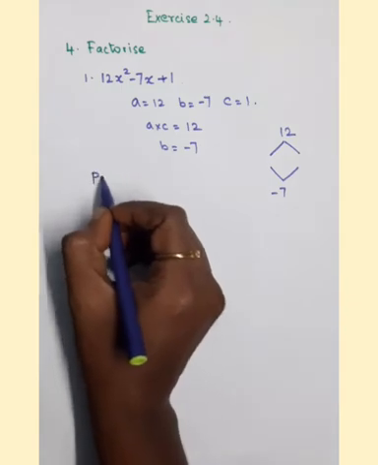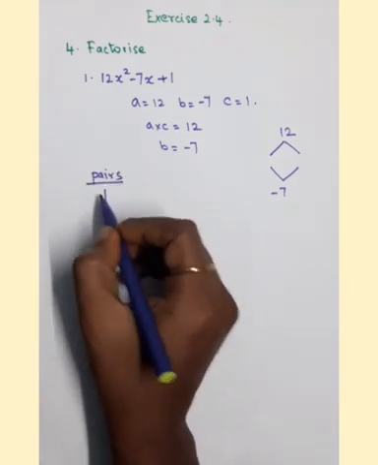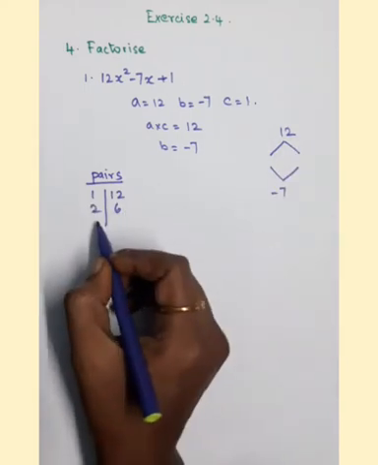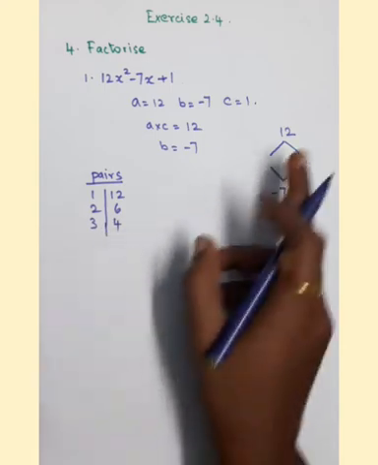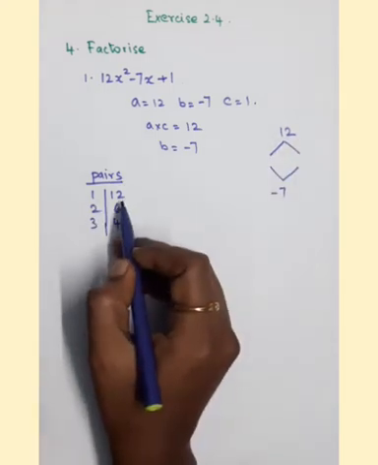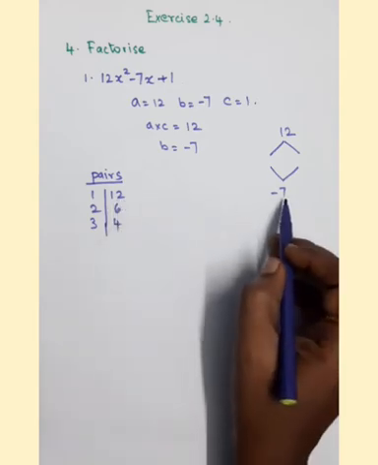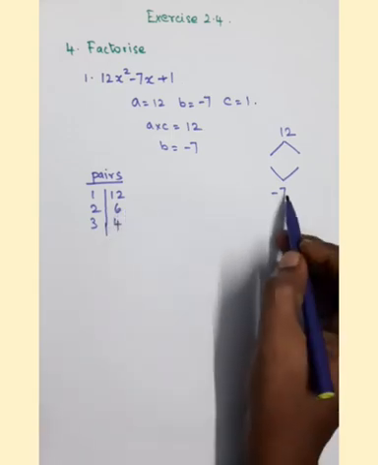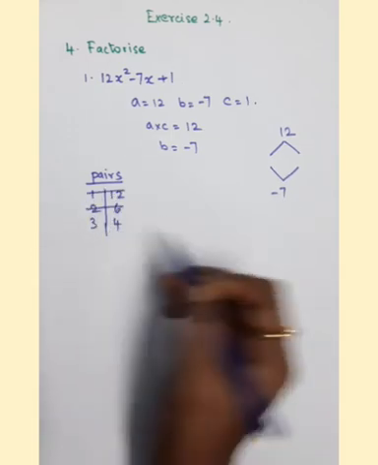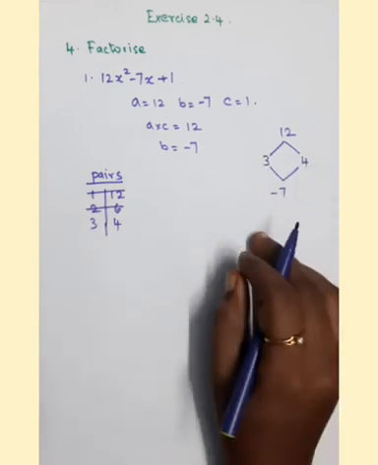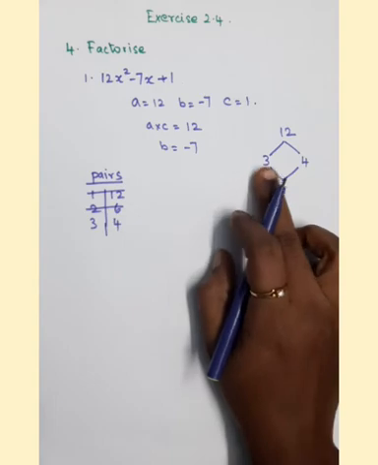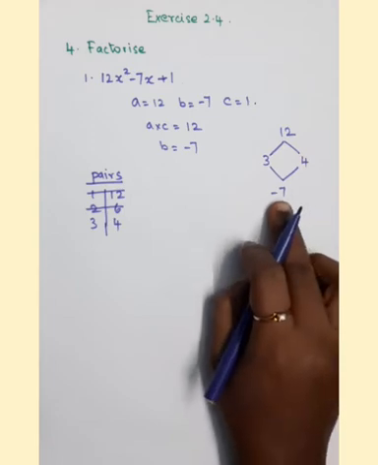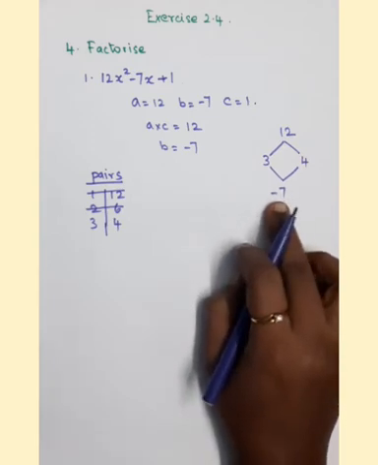So first we will find out the pairs for this. So 1 into 12, 2 into 6 will give you 12 and 3 into 4 will give you 12. So 1 into 12 product will be 12, but the sum will not be minus 7. 2 into 6 will be 12 and the sum will be 8. It will not be minus 7. So let me take 3 and 4. So here the product 3 into plus 4 will give you plus 12, but the sum will be 7 and it will not be minus 7.